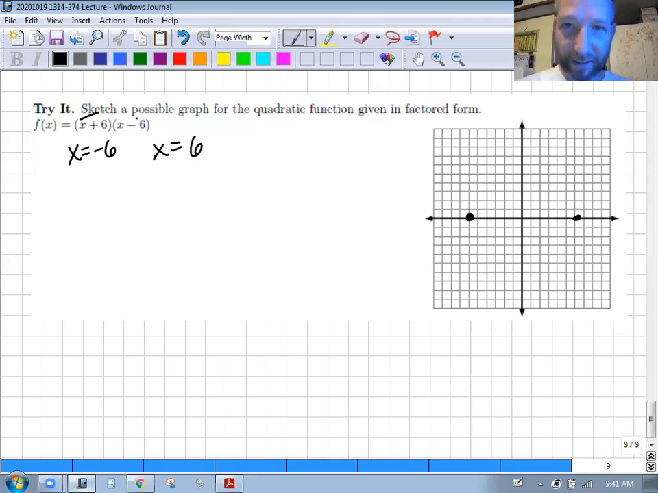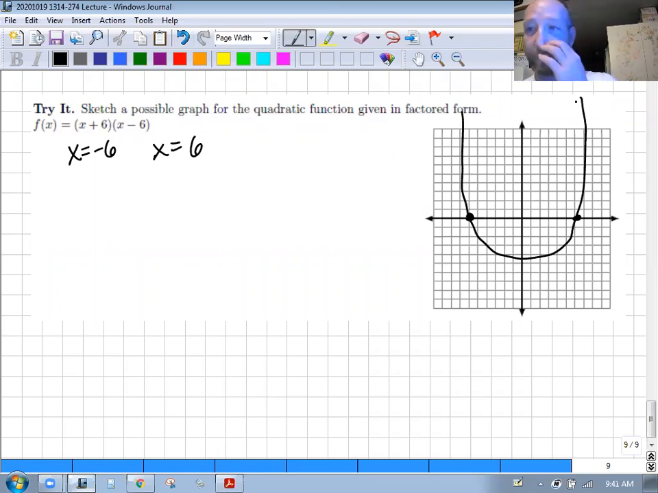The x times an x is a positive x squared, so we know that this thing opens upward. All right, so that's a possible graph for this quadratic function.